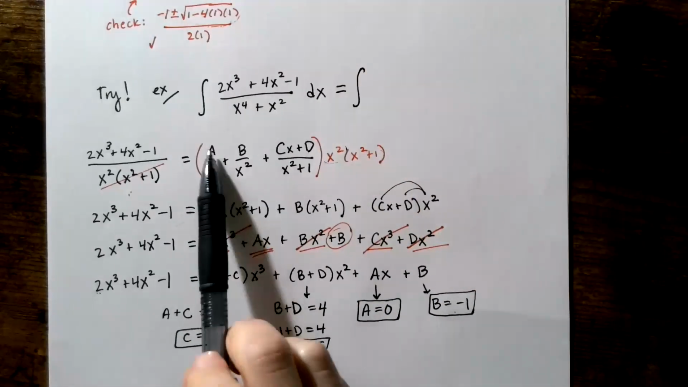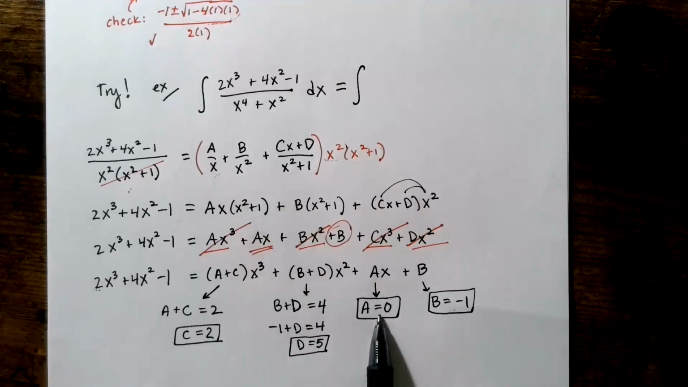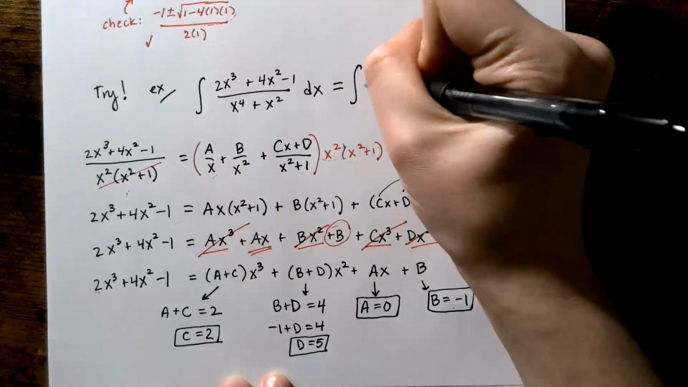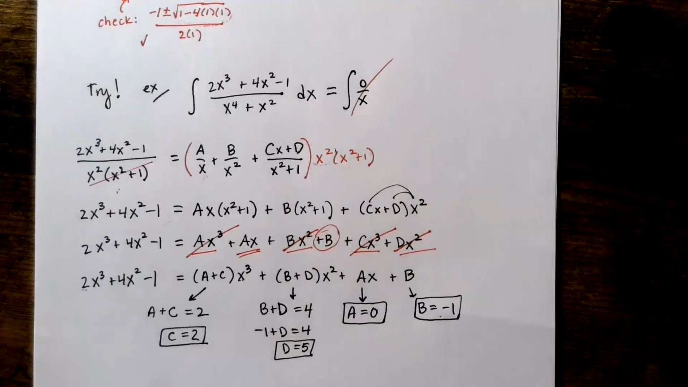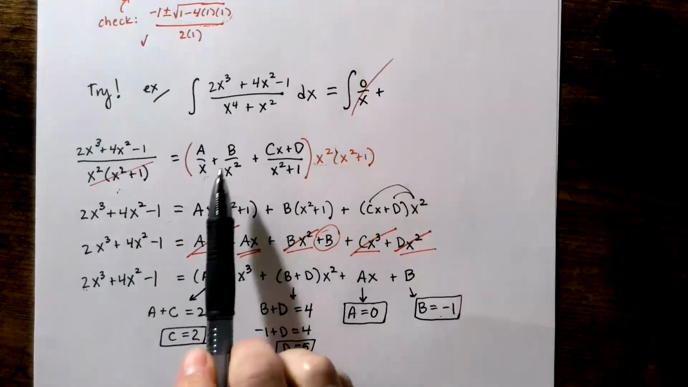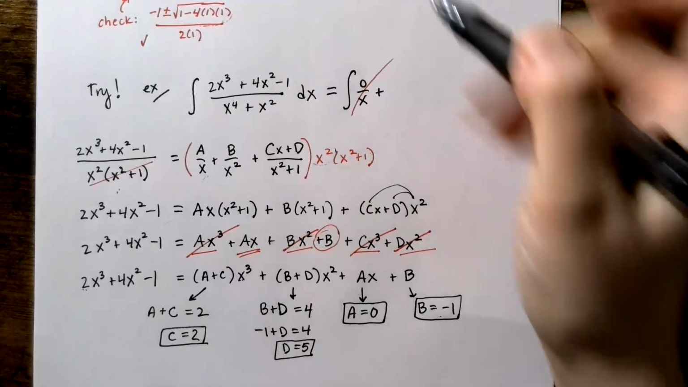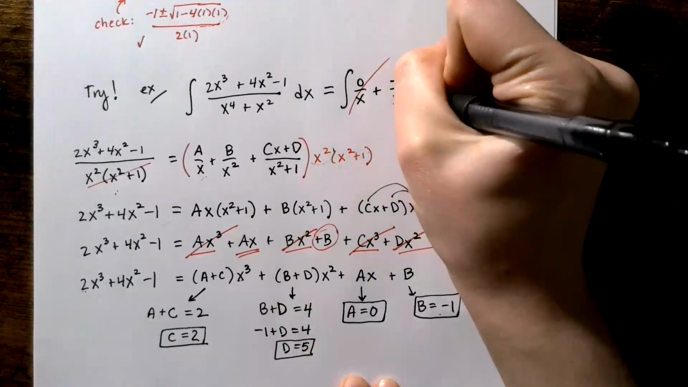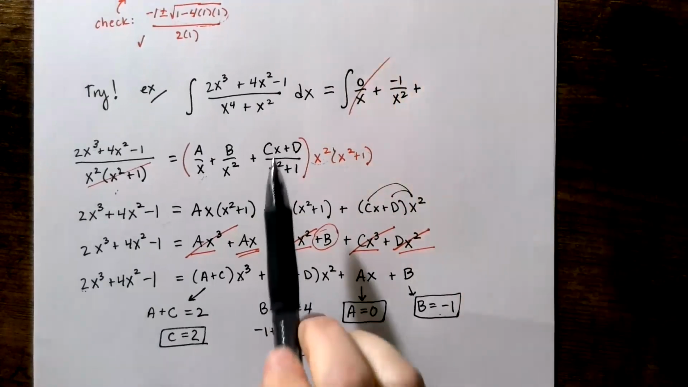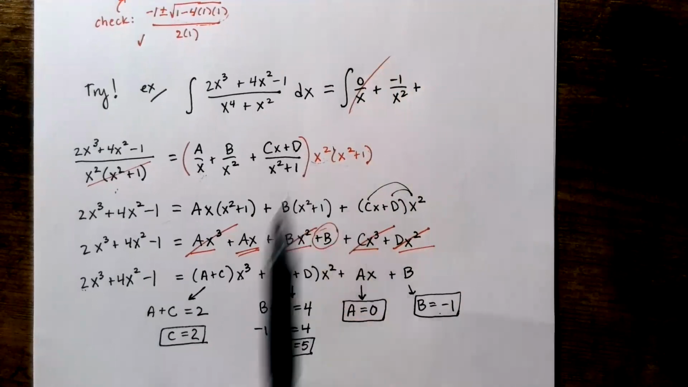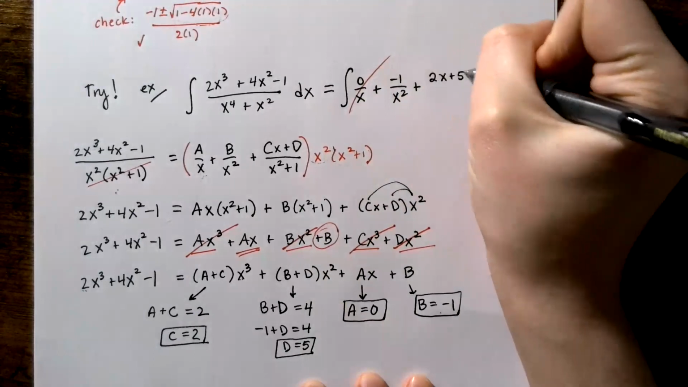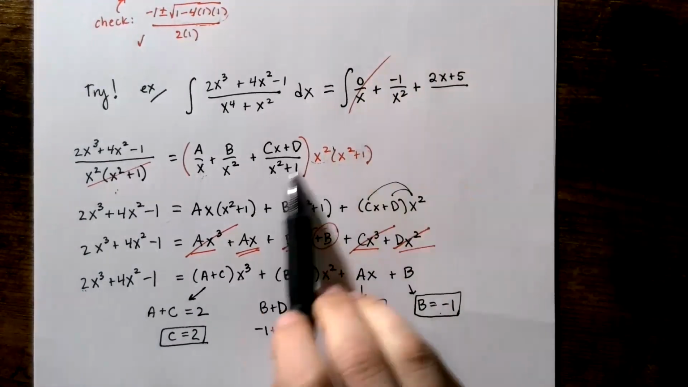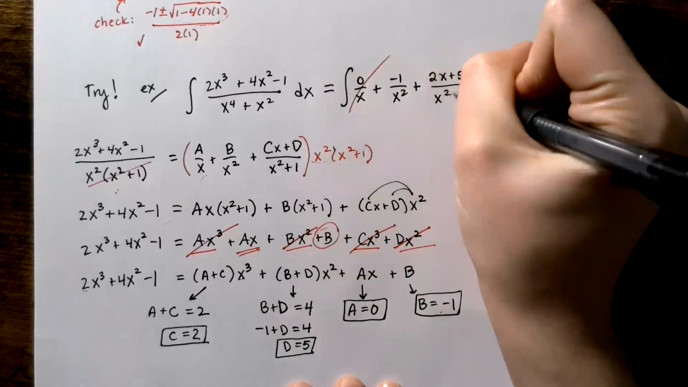Okay, so I had a over x. A was 0, so this is 0 over x, which we can just completely disregard in the next step. That's just not really there at all. And then b over x squared. We said that b was -1, so I have -1 over x squared. Okay, and then cx plus d, so that's 2x plus 5 over our irreducible quadratic x squared plus 1.